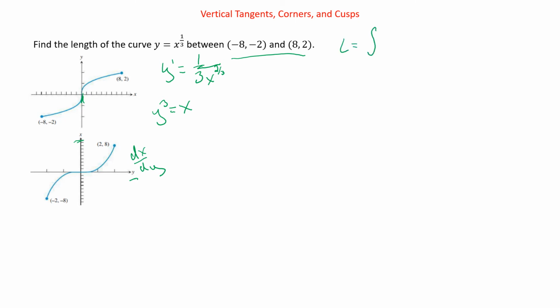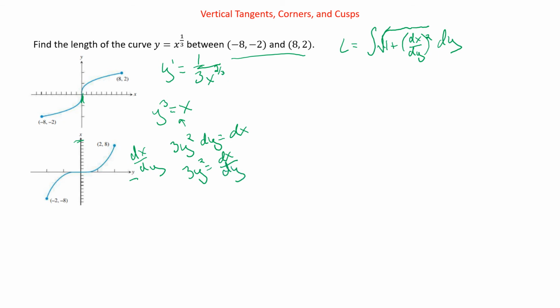The length will equal the antiderivative of the square root of 1 plus dx over dy squared times dy. So dx over dy, we would take this equation. We can do it implicitly if we want to. We get 3y squared dy equals dx. We can divide by dy to get 3y squared equals dx over dy. That is what we're going to plug into our equation here.